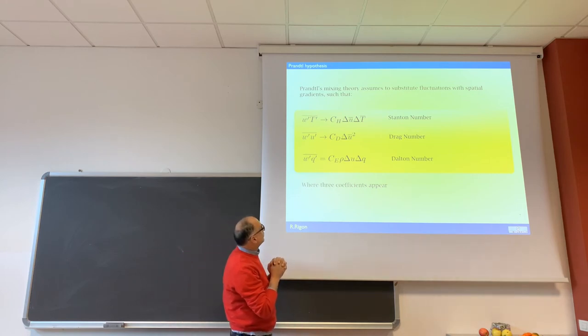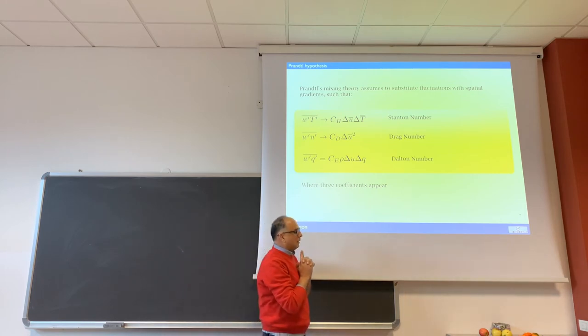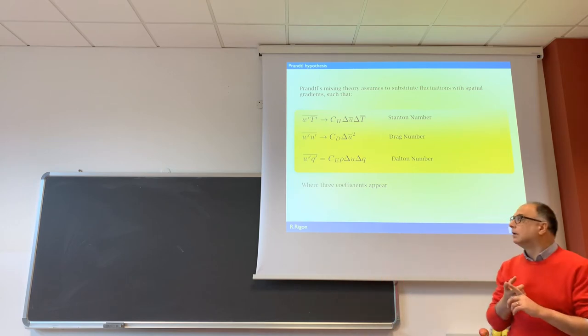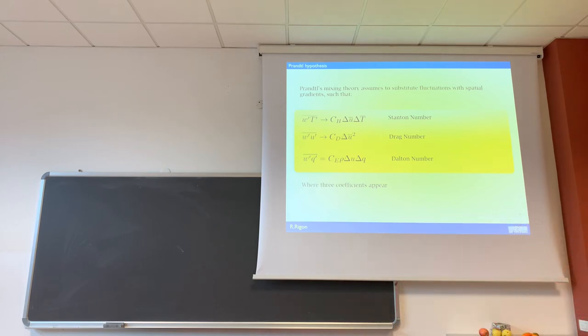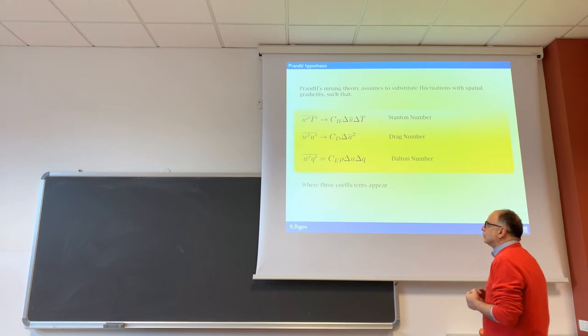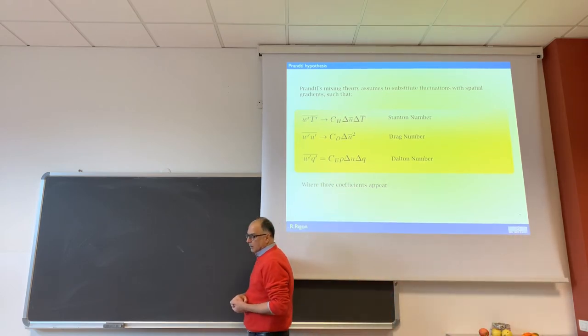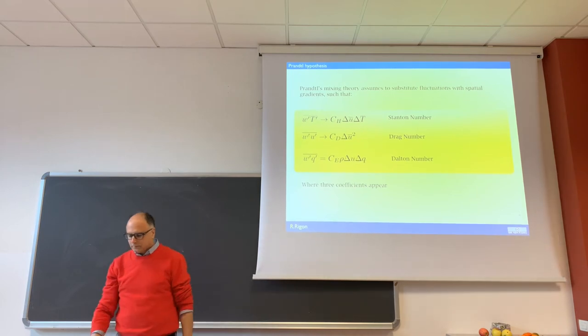Then we have coefficients in front of it: Ch, which is the Stanton number, Cd, which is the drag number, and Ce, which is the Dalton number. Each one is a coefficient that has to do with the particular phenomenon that we have to treat. And here we also have the density of the air.